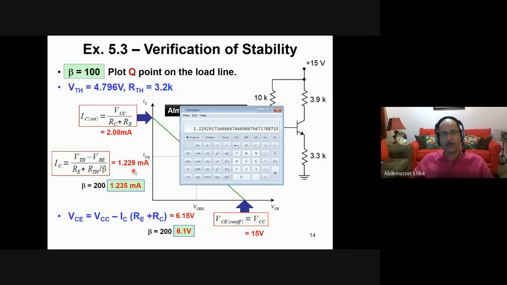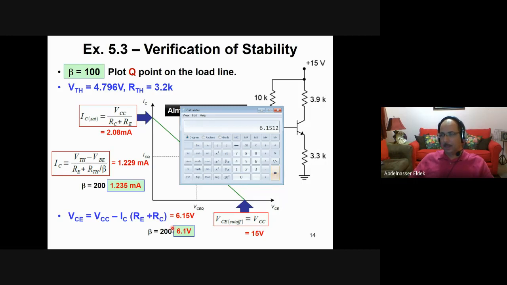You see the difference? What's the difference here? When you subtract 1.235, it is 0.0057. Very small number. Very small error here. Okay. Now, if we want to calculate VCE, we have to substitute this value in this equation. Then we have 1.229 times RE plus RC, which is 7.2K. Okay, and you give it a negative sign, and then you add 15 volt. Then the result is 6.15 volt.